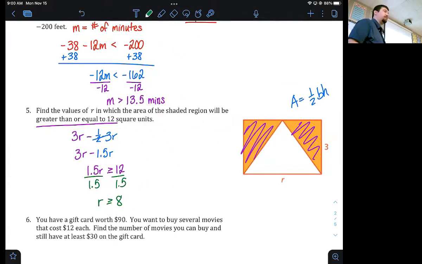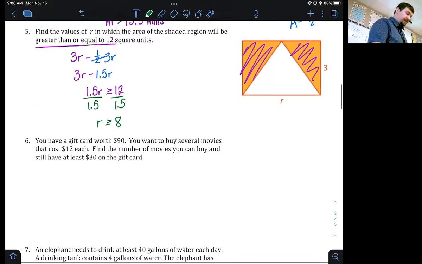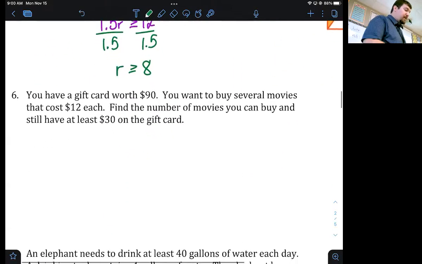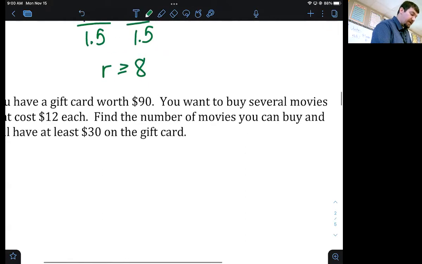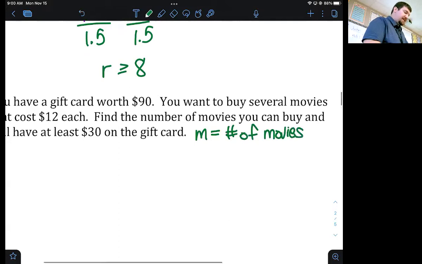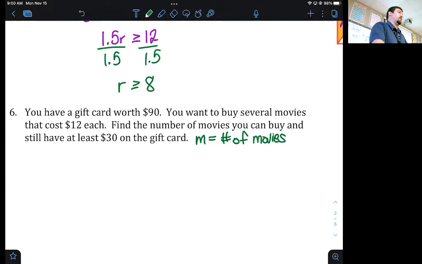No label on this one. Number 6. You have a gift card worth $90. You want to buy several movies that cost $12 each. Find the number of movies. M equals number of movies. Find the number of movies you can buy and still have at least $30 on your gift card.